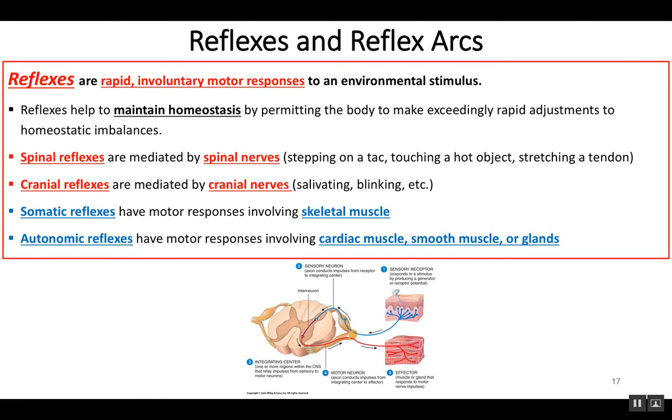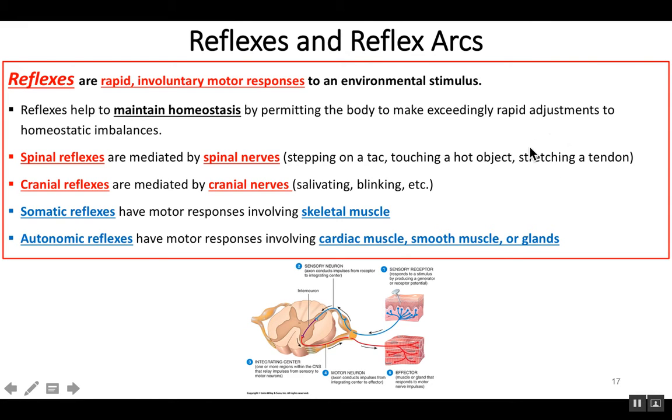When we are characterizing reflexes, we often use a couple different parameters. One is what nerve is mediating the reflex. If it's a spinal nerve, we call it a spinal reflex. If it's a cranial nerve, we call it a cranial reflex. Some examples. If you step on a painful stimulus, that's a spinal nerve, because the foot is innervated by spinal nerves, obviously not cranial nerves. Touching a hot object, again, your hands are spinal.